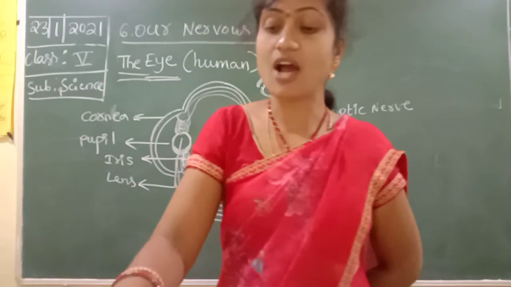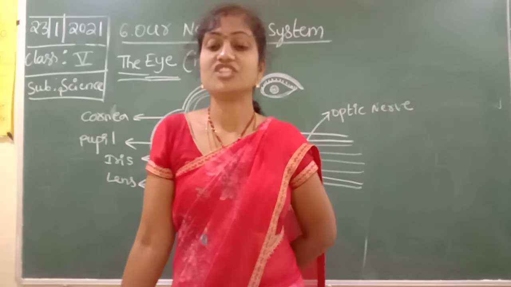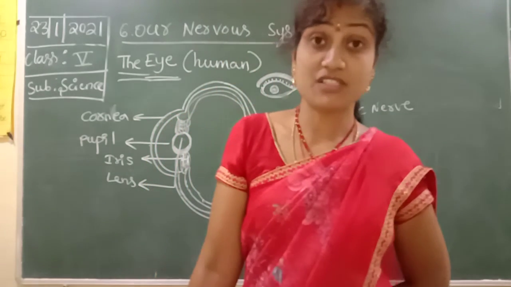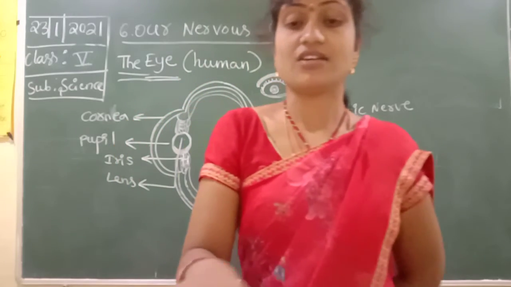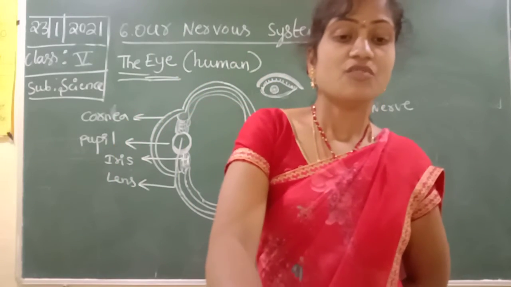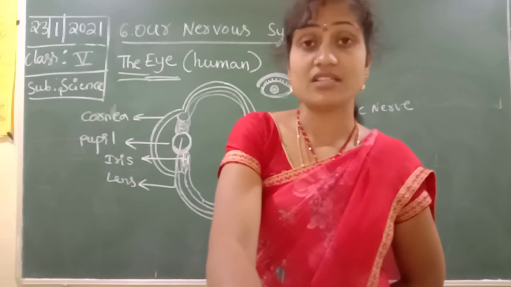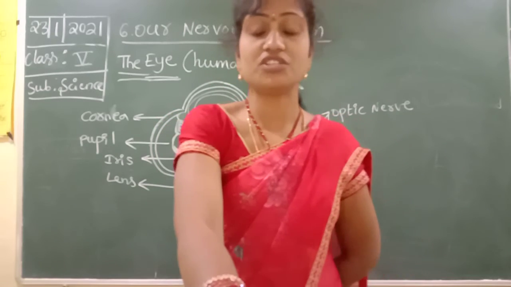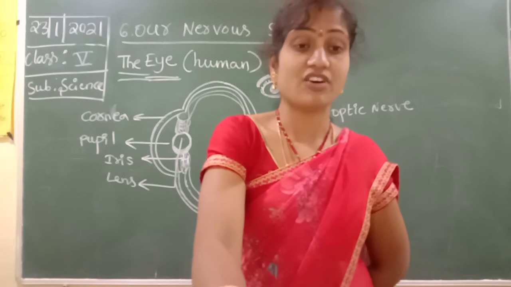Next, care of eyes. We must try to avoid any kind of injury to our eyes. Follow these rules, and we can protect our eyes. What are the rules? Wash your eyes regularly with clean, cold water. Daily we wash them two times, morning and evening, with cold, clean water.